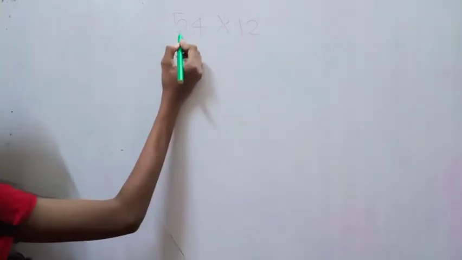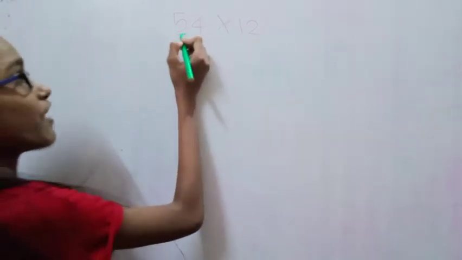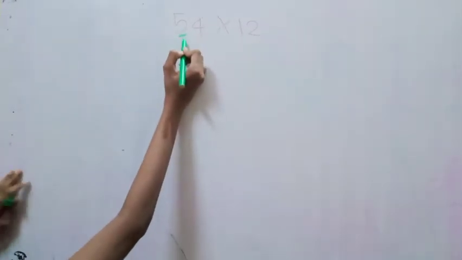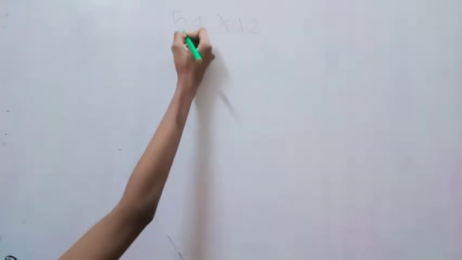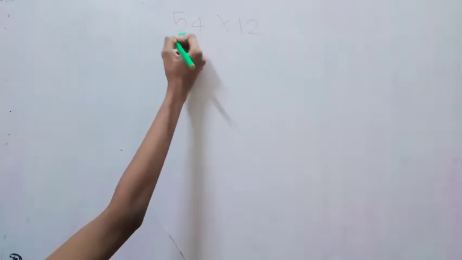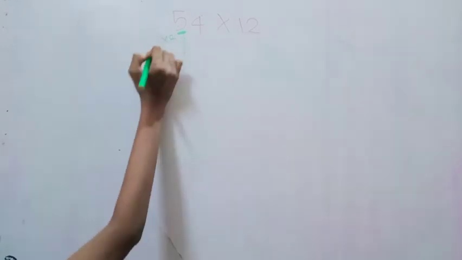As you can see on the board, the question is 54 into 12. How to solve this? Just 2 steps. First, take this 2, 5 that you are having. Now carry it downwards. Write it like this. Now multiply this 5 with 2. 5 into 2, 5 2s are 10.